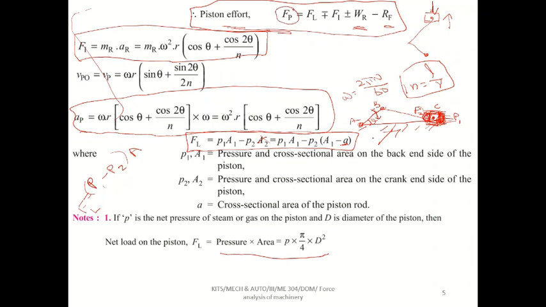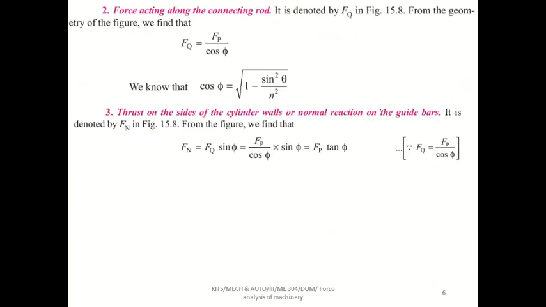Now, force acting along the connecting rod. Along this connecting rod, what is the force acting? For that, the symbol is FQ. So FQ equals FP divided by cos phi. FP means force acting on the piston, or piston effort. They will not give the phi value, we have to find that. How? cos phi equals root of 1 minus sine square theta divided by n square. Using this formula, we will get the cos phi value.